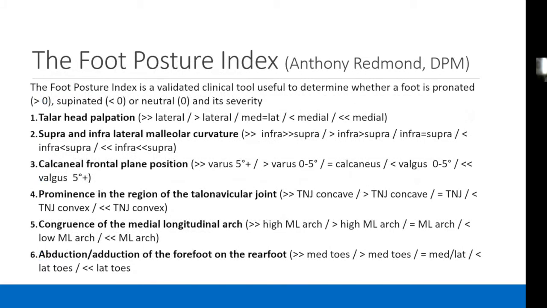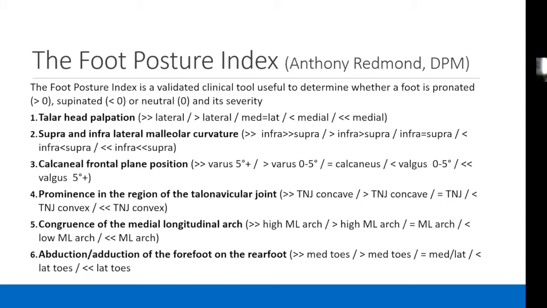So one of the tools that we would like to use here is called the Foot Posture Index. This was developed by Anthony Redmond, a podiatrist, back in, I believe, 1998. And this is a clinical tool, a validated instrument that was useful to determine whether a foot is pronated or supinated. And basically, you look at six attributes of the foot in weight bearing, and you score it. And if the score is positive, it's a pronated foot. If the score is negative, it's a supinated foot. And if it's 0, then it's a neutral foot.